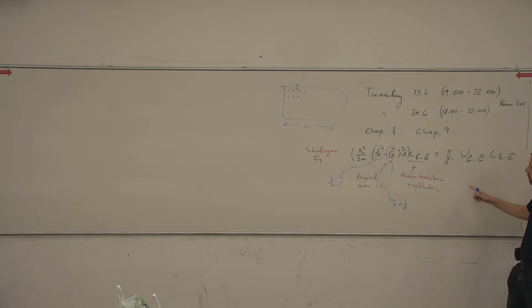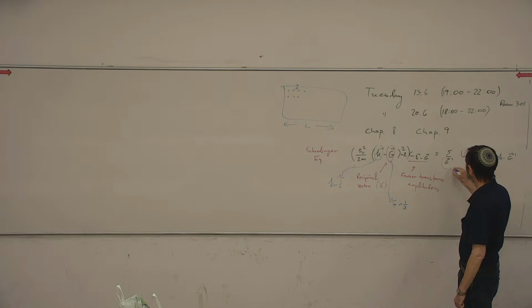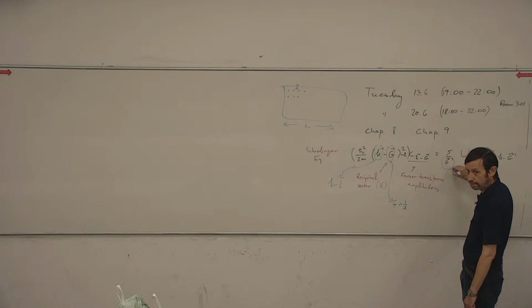Okay, what else should I note? This is a potential. This potential is a Fourier transform, but only over the reciprocal lattice.